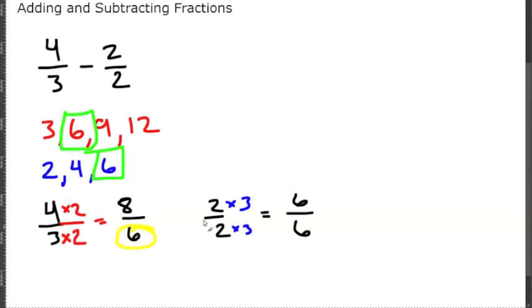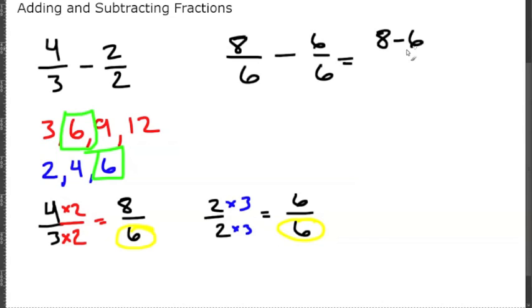Now that we have the same denominator, we can just subtract them. So 8 over 6, which is equal to 4 over 3, minus 6 over 6, which is equal to 2 over 2, is going to be 8 minus 6 all over the same denominator, 6. 8 minus 6 is 2, and 6 is just 6, so 2 sixths.